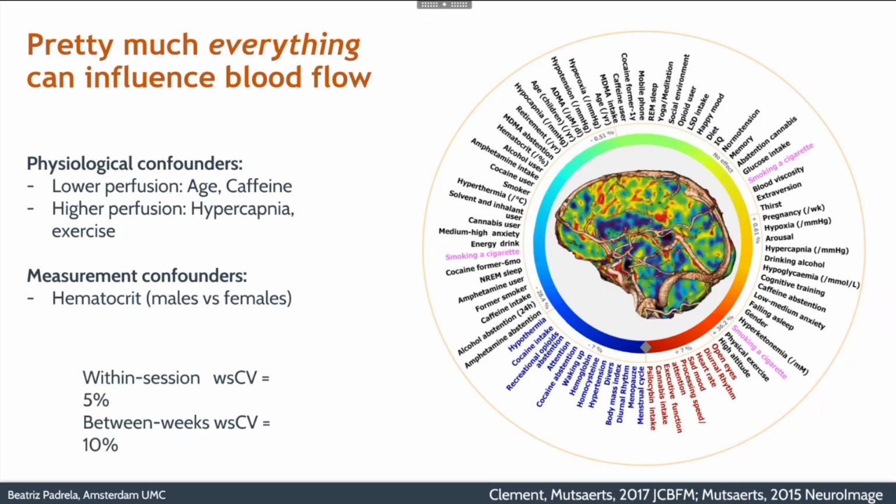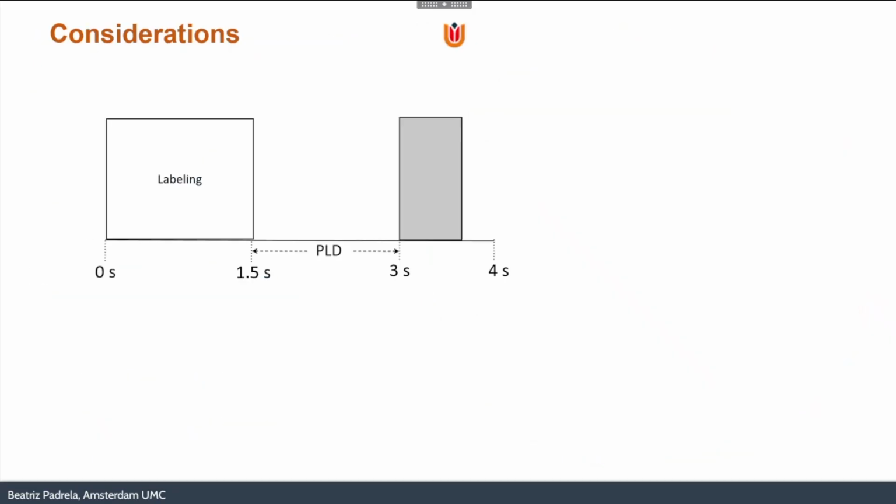And there are obviously some differences that we also need to take into account. For example, if you are acquiring ASL, you need to make sure at least that the patients don't drink coffee right before, like half an hour before. But of course, it also introduces some bias, right? If they're used to drinking coffee and then they don't, this can also introduce some bias. So there are a lot of things that we need to take into account.